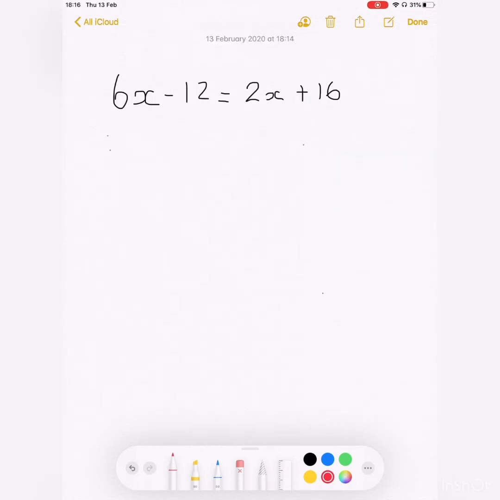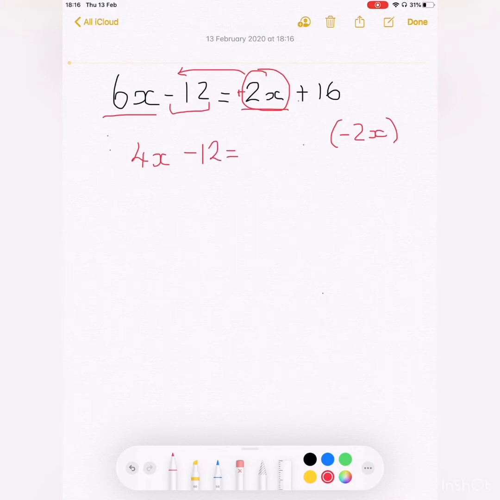To move the smallest x, we've either got the 6x or the 2x, we're going to take the smallest x over to that other side. So remember, at the moment, this is a plus 2x. So when we take it over, it becomes a minus 2x. So then we get 6x minus 2x, 4x. We've still got that minus 12. And now that equals just 16, because we've got rid of this 2x.